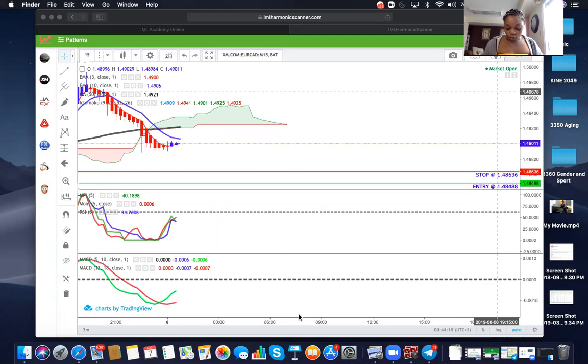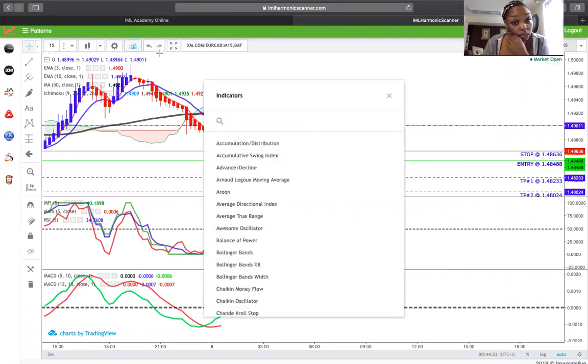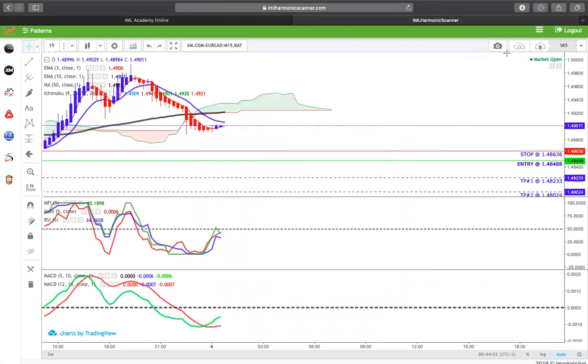All right. So the first thing you want to set up is your EMAs. To go to your indicators is this little icon here. You want to click that, and then you want to type in, I think you can just type in EMA. And it's moving average exponential. It's the first one you're going to see. So, you know what? Let me do a fresh screen.